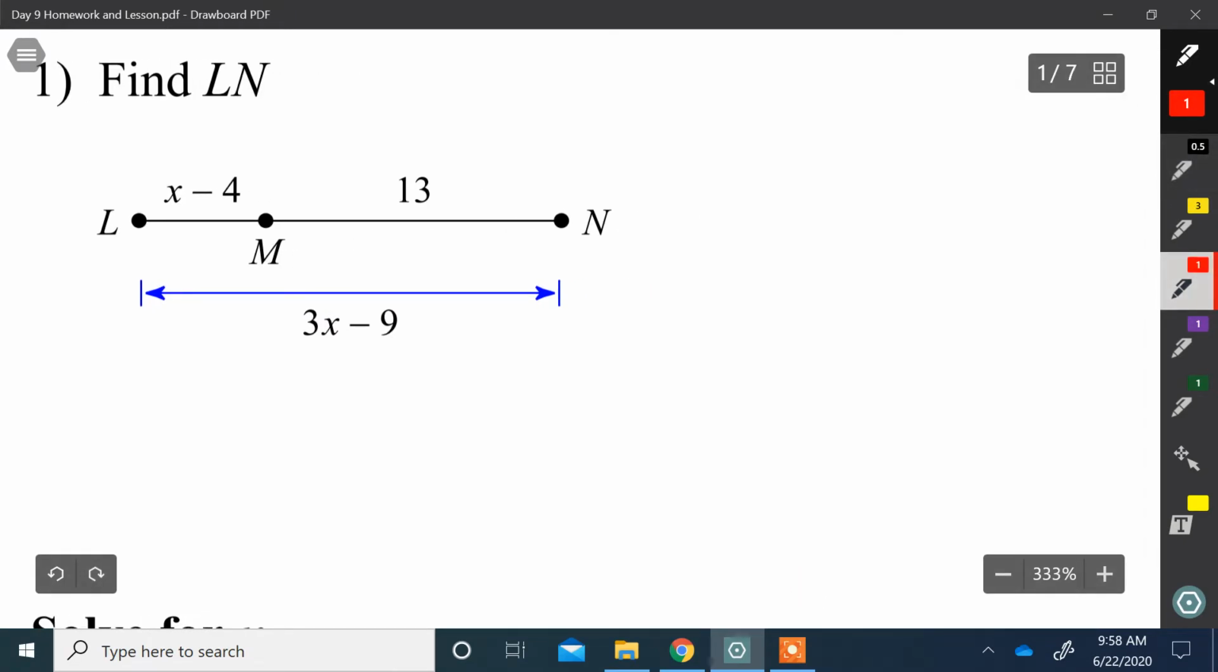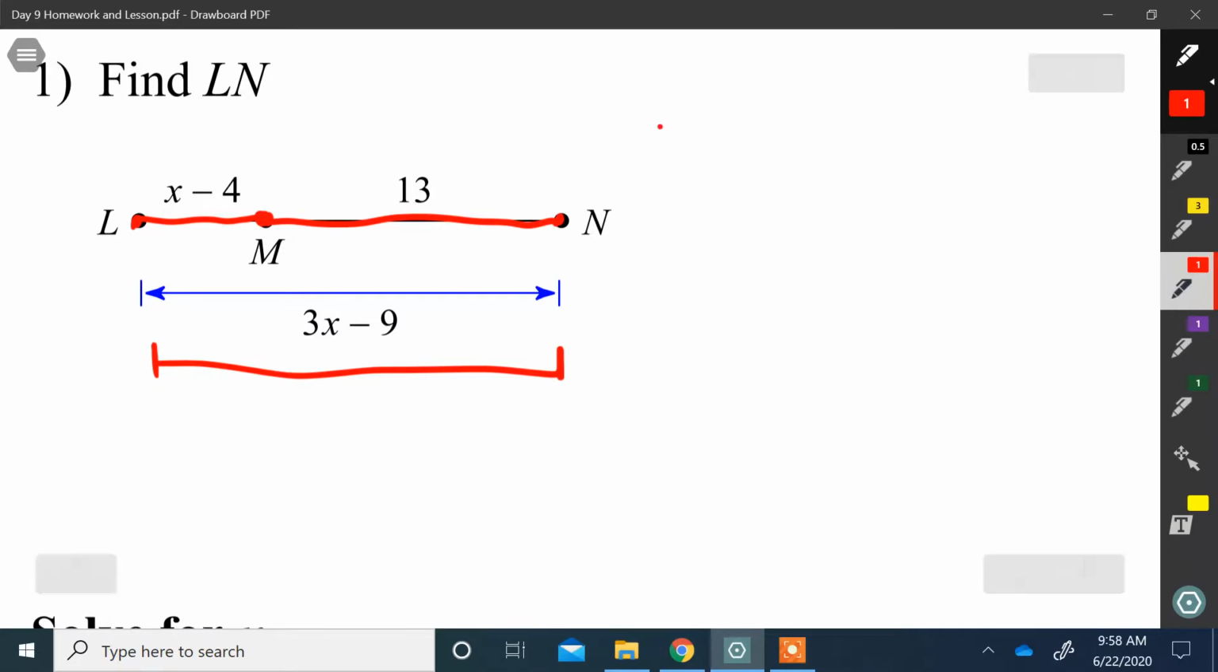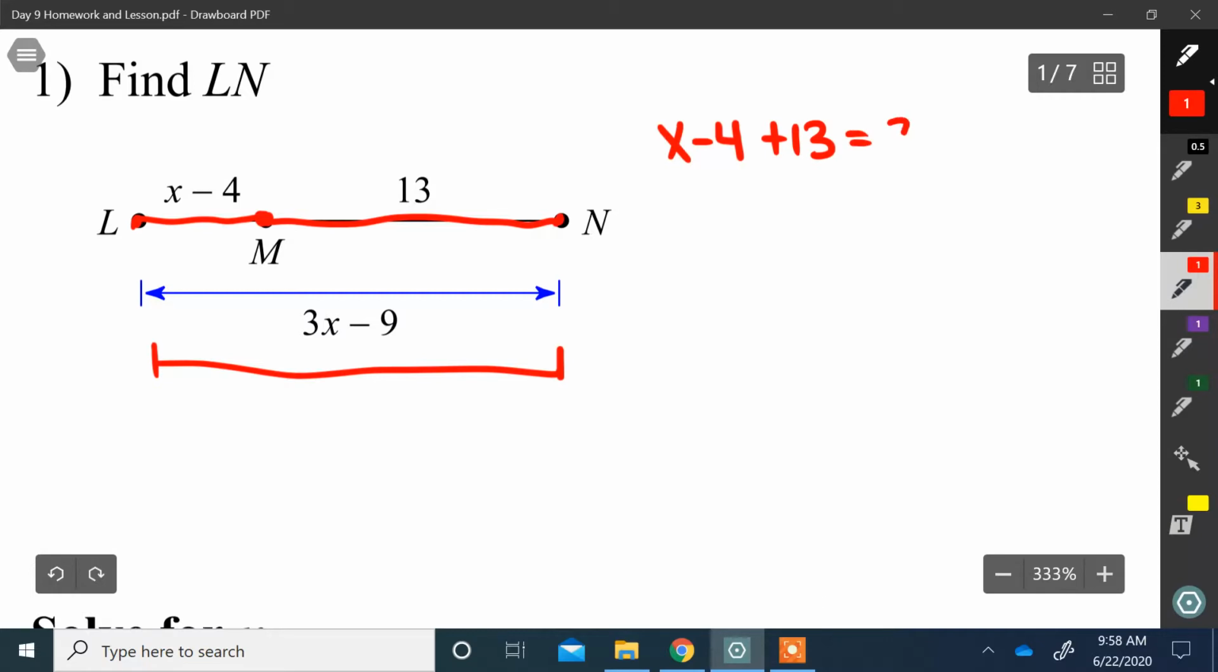It says that from here to there is x minus 4, and then from here to there is 13. But the whole thing from here to here, that's 3x minus 9. So I could set up an equation like this. I could say x minus 4 plus 13 should equal 3x minus 9.